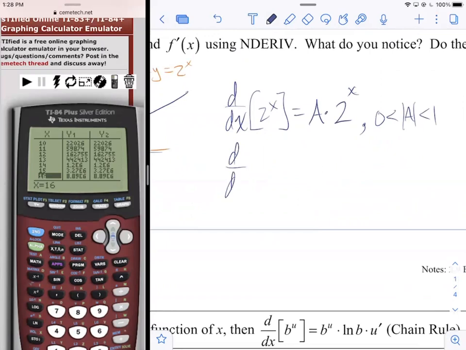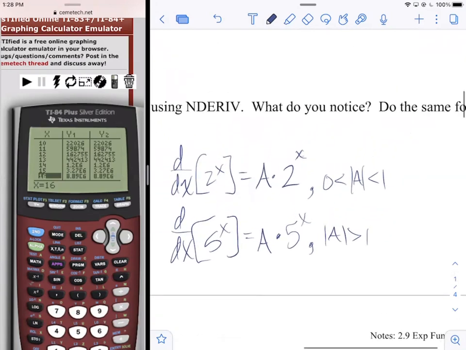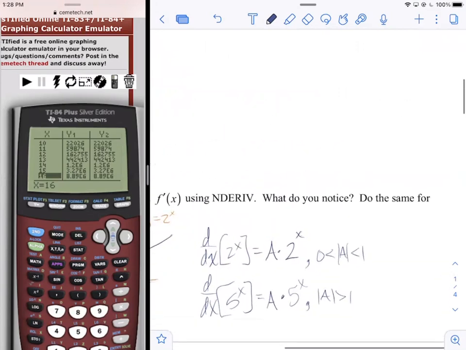And then same thing for this one, 5 to the x. It's going to be some vertical compression times 5 to the x, except now it's going to be greater than 1, like a 3 or a 5, okay? And we could probably guess and do trial and error and sneak up on it. But you know what? We're going to do better than that. We're going to derive it. We're going to derive it, okay? So let me show you how we're going to do that.